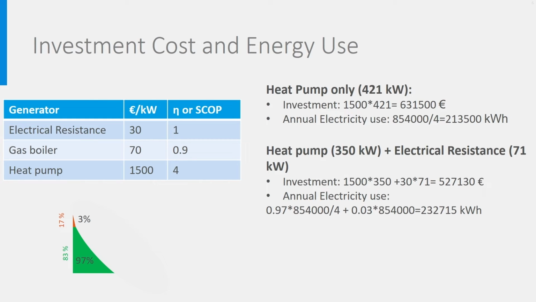232,715 kilowatt-hour electricity. If we compare both results, we see that in the second case, the investment is 16.5% lower, which is considerable, while the electricity use has increased by 9% only. Depending on the price of electricity, this may be worth doing, and it may be financially attractive. However, in terms of environment and resource depletion, it is not very good. 9% more electricity is used.